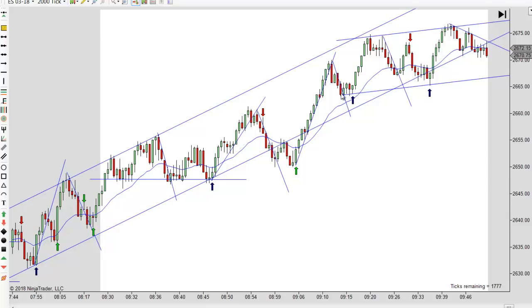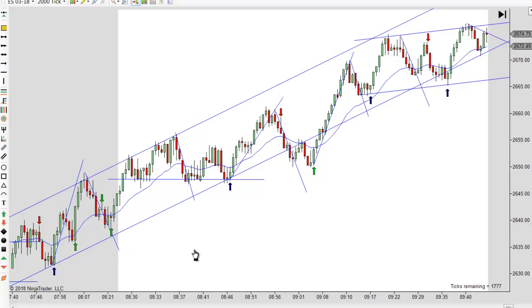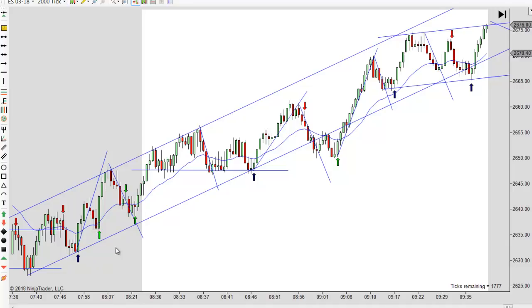But then you're coming back down here, and you get that little double pattern. It looks like this one. It looks similar to this one. This one.